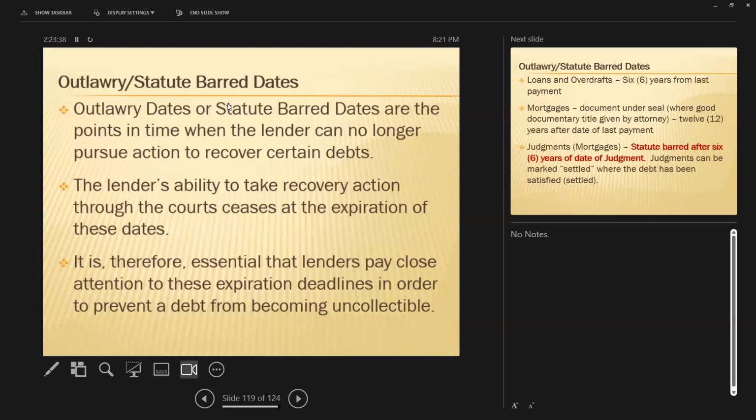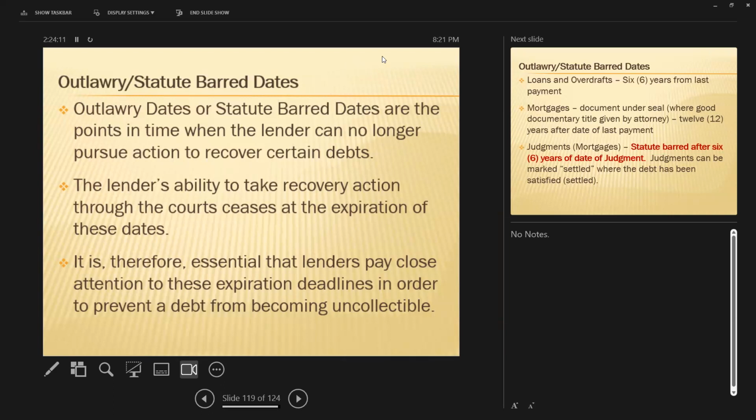Okay. So outlawry dates or statute barred dates are the points in time when the lender can no longer pursue action to recover certain debts. The lender's ability to take recovery action through the courts ceases at the expiration of these dates. It is therefore very important that lenders pay close attention to these expiration deadlines in order to prevent a debt from becoming uncollectible.